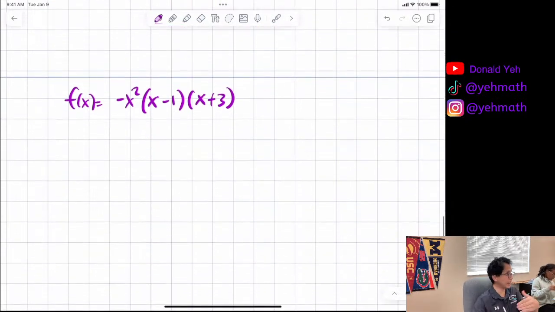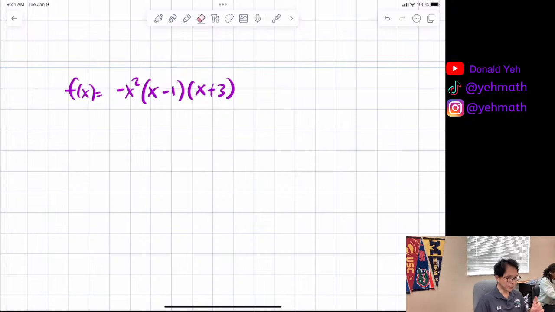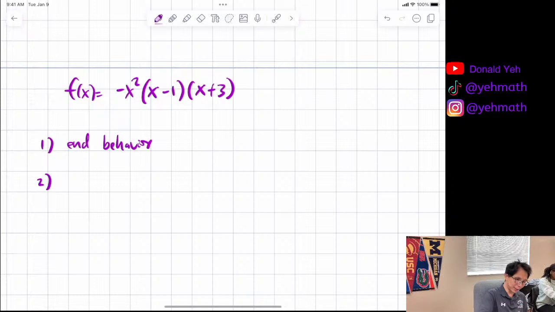So we're going to start today by going through this because I did it at the end of the period and a lot of people have no idea what's going on. For this type of question, you can find the basic information. End behavior is 1. So end behavior. And the second one is the y-intercept. I'm going to start with the y-intercept. And the x-intercept.